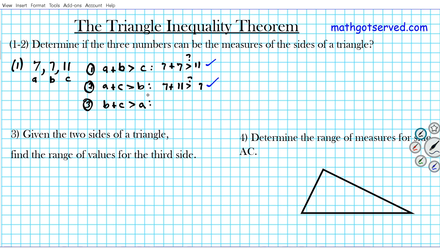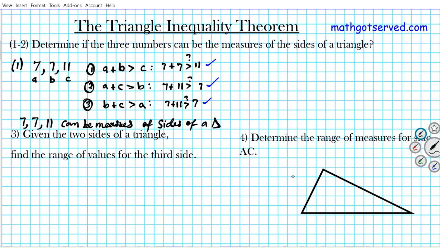All right, last one. We have to test all 3 conditions. So the last one is B plus C, which is 7 plus 11. Is it greater than 7? We've already done something like this, right? Because A and B are the same. 7 plus 11 is 18, and it's definitely greater than 7, so that's a pass. So since these sides pass the 3 tests, our conclusion is that 7, 7, and 11 can be measures of sides of a triangle.